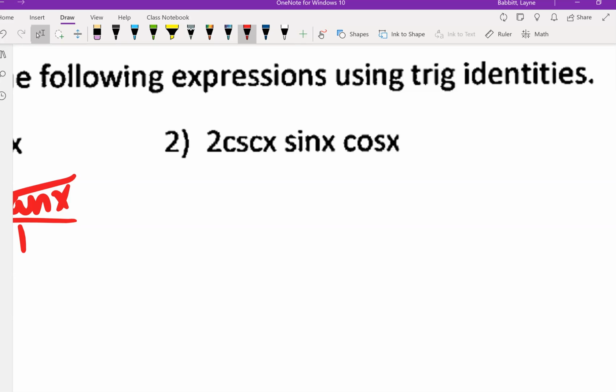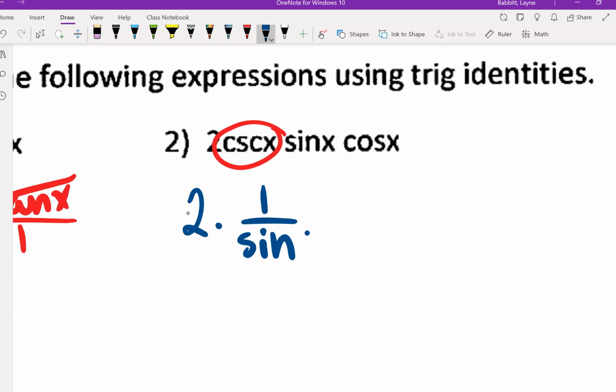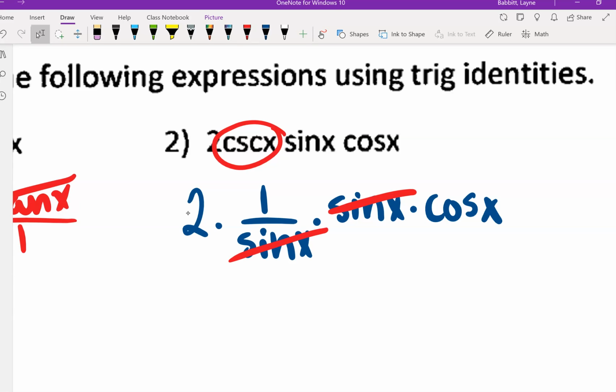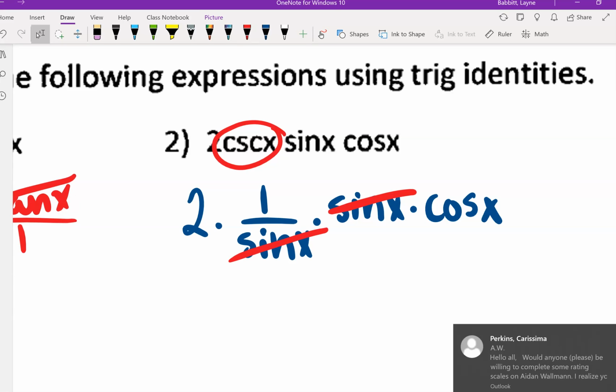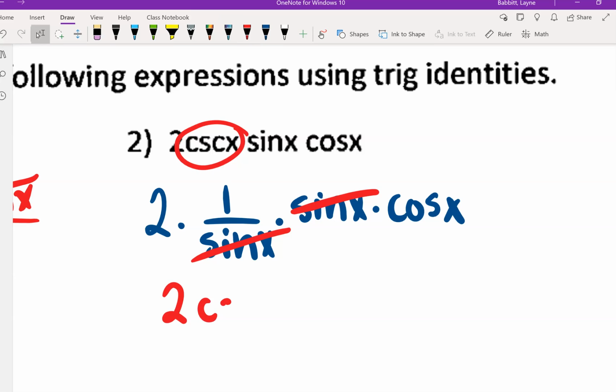Moving on to the next one. Again, I don't really love dealing with cosecant. I'd rather convert that to something I know. So using the reciprocal identity, cosecant is the same as 1 over sine of x. And then I still have sine of x here times cosine of x. Sine of x here is going to cancel with sine of x there, and what I'm left with is just 2 times cosine of x. And there's nothing else I can do there to simplify, so I'm done.